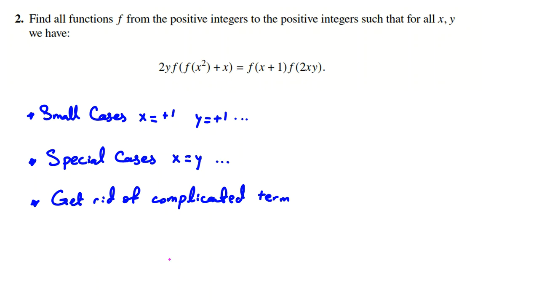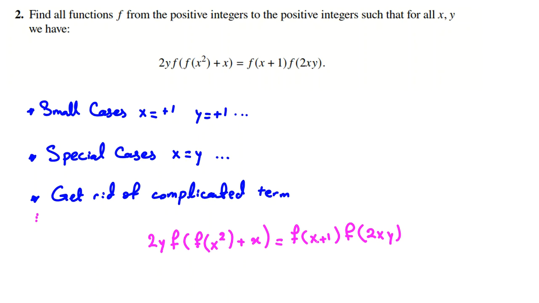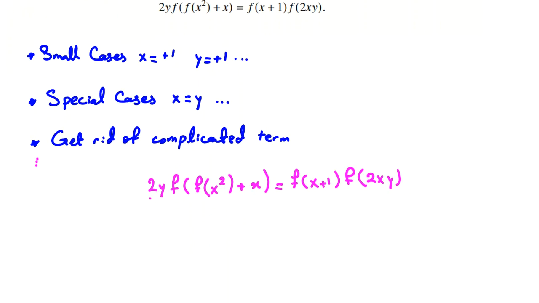So let's see what we have. At first, we write again the main equation: 2y times f of (x squared plus x) equals f of (x plus 1) times f of (2xy). Consider the telescoping rule and so on, especially when it is from integers to integers. Now, next step, it is correct for any x, y that are positive integers.